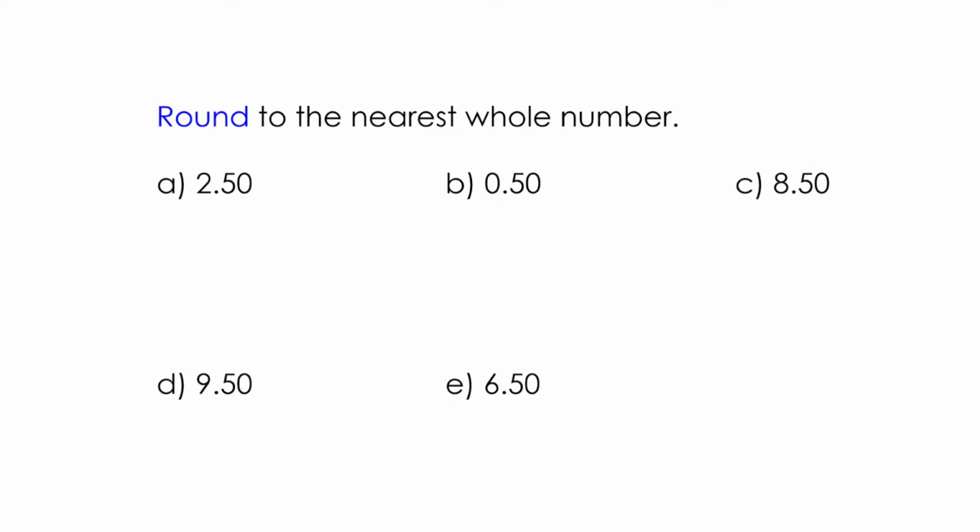Round to the nearest whole number. So here we go. Whole number. The 5 tells us to go up. The answer is 3. Here's the whole number. We have a 5. Goes up. As you can see, all these numbers here end with our decimal 5. If it's decimal 50, you round up.